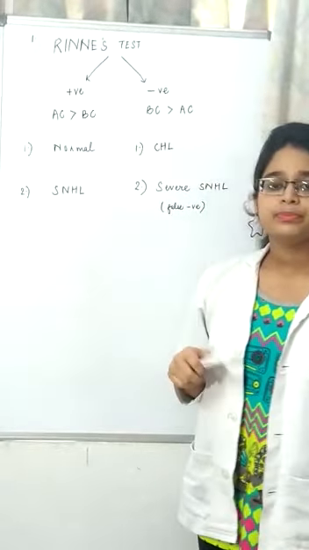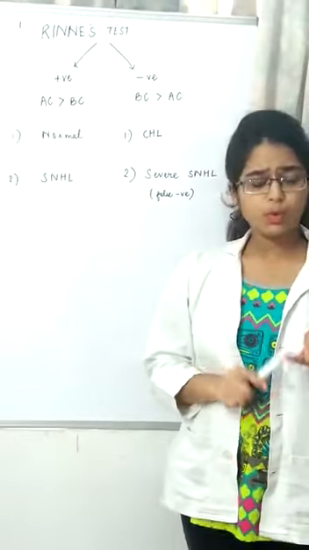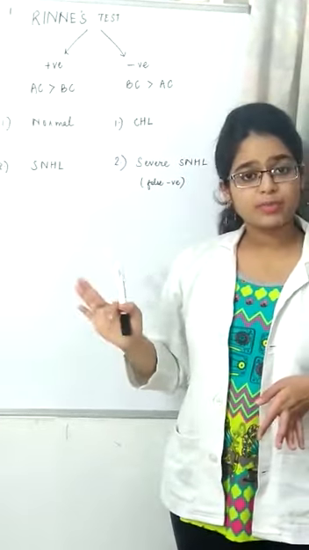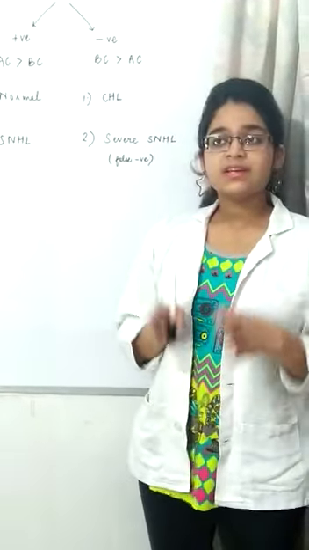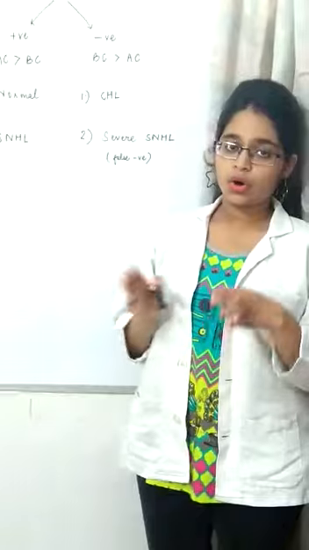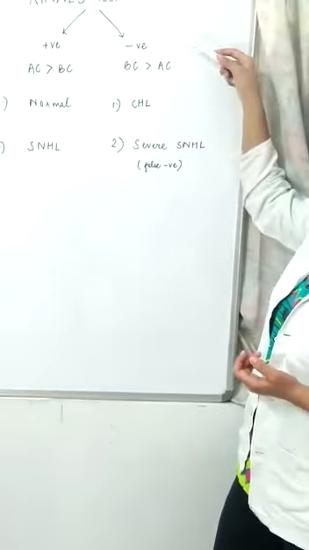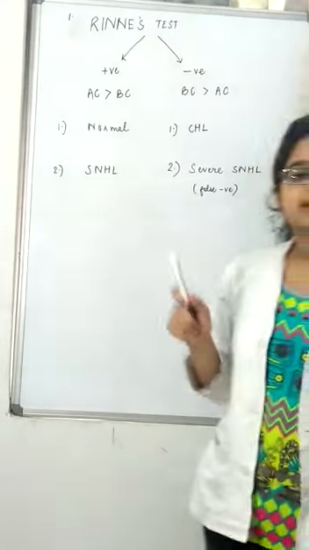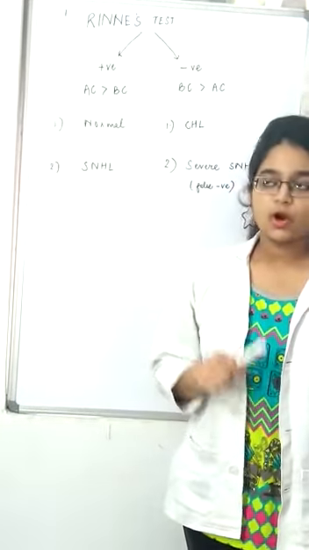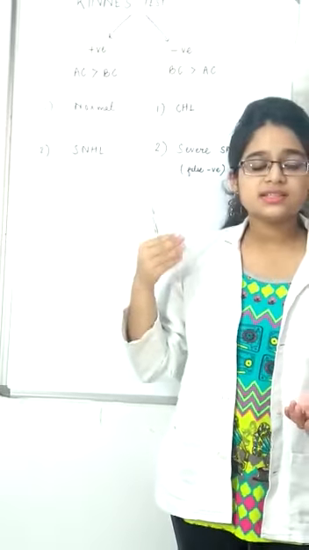Why does it occur? Because bone conduction bypasses the conductive pathway, that is the external ear and the middle ear. If there is any pathology in the external ear or in the middle ear, that is conductive hearing loss, which is one of the reasons for this negative Rinne's test. So in case of conductive hearing loss, definitely air conduction will be less. Of course, because there is no amplification, there is a decrease in the hearing.